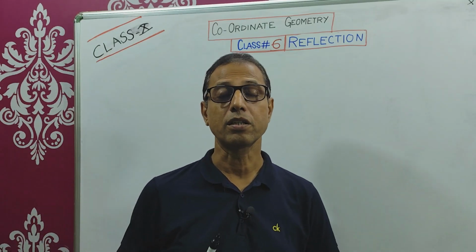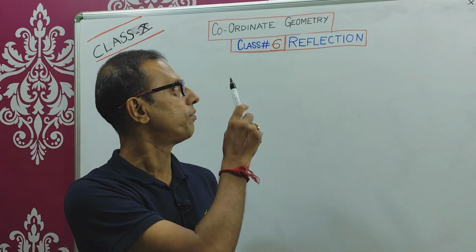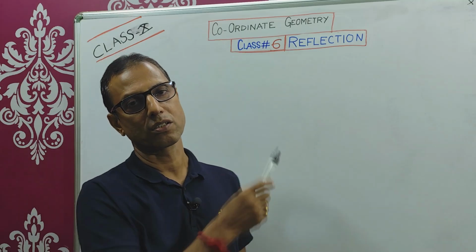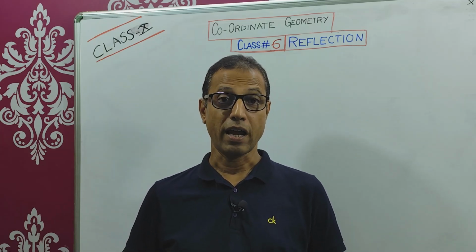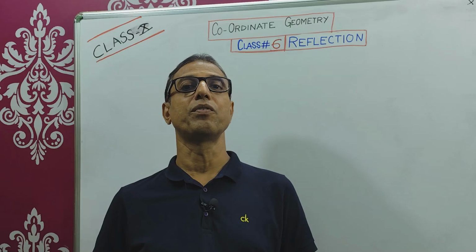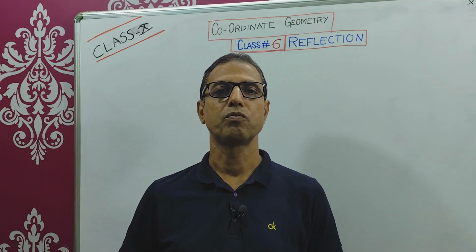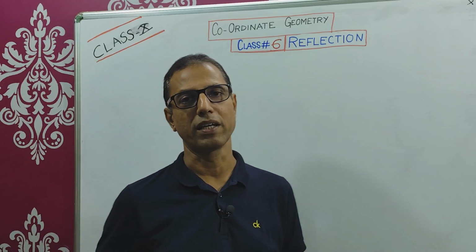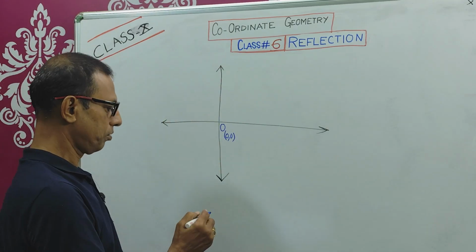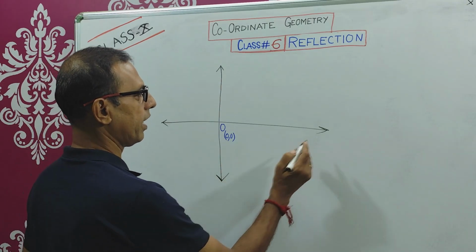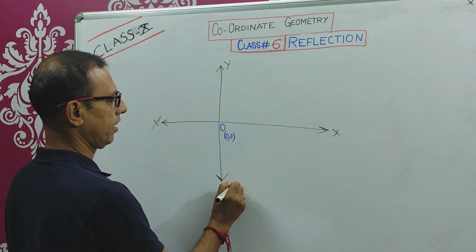But what is my suggestion? Before looking into this video, please go through class 1 and class 2 of coordinate geometry, where I have explained the concepts of coordinate, quadrant, and axes. These are very important to understand reflection. Please go through the first and second class on my channel, and then come to this 6th class. Okay, so this is the x-axis and this is the y-axis, and this one is the origin.